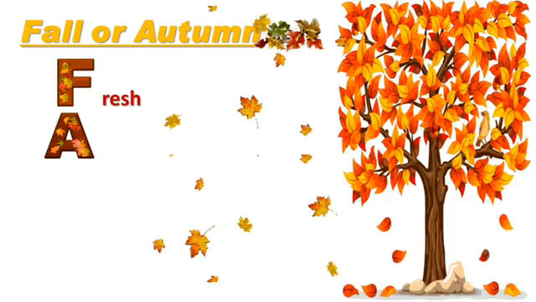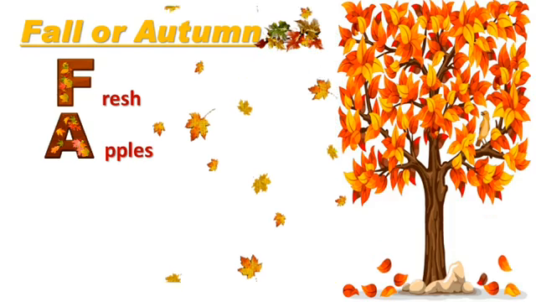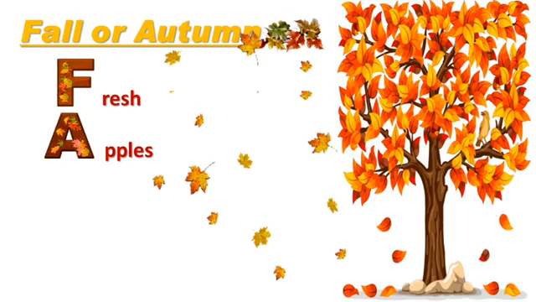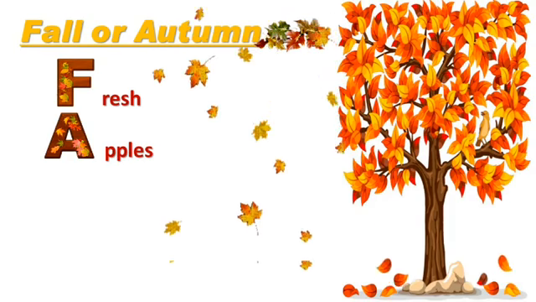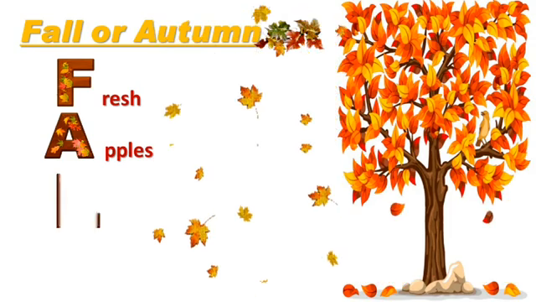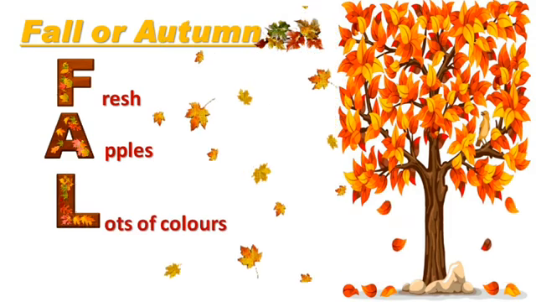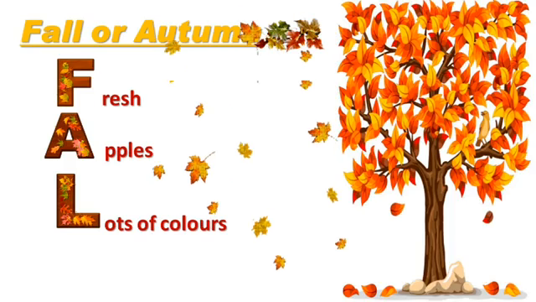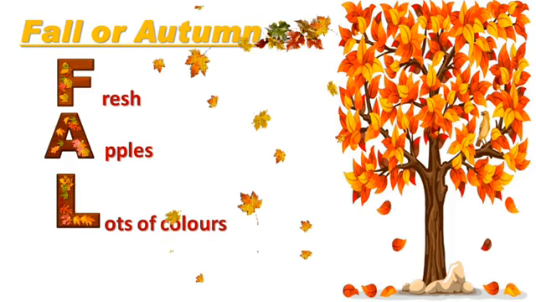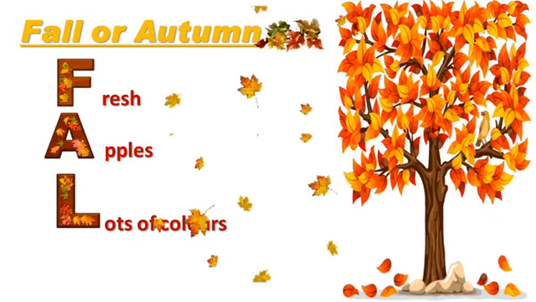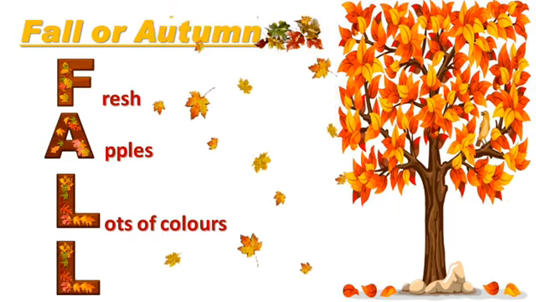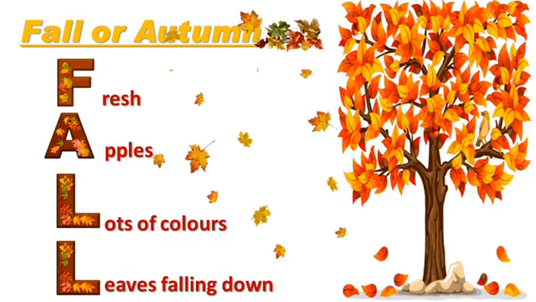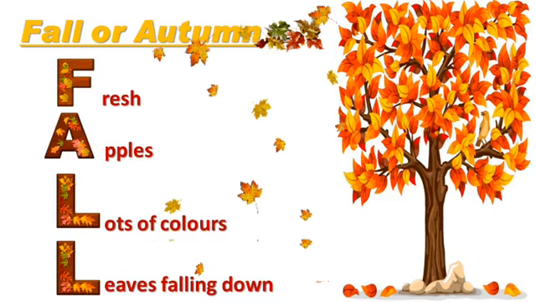The A letter, apples. We get fresh apples, we get fresh fruits. Lots of colors. In here, lots of colors mean lots of different colored leaves we can see. Leaves falling down. As you can see, in autumn, the leaves fall down.